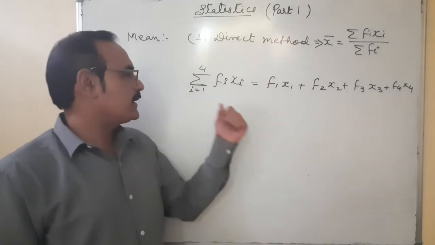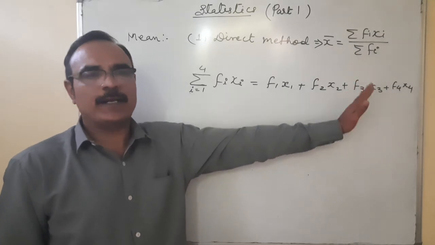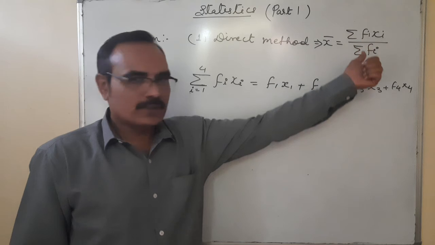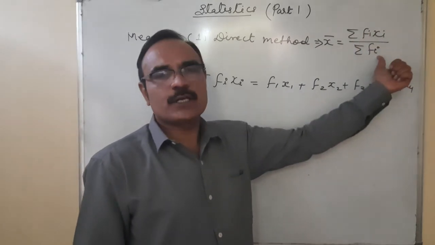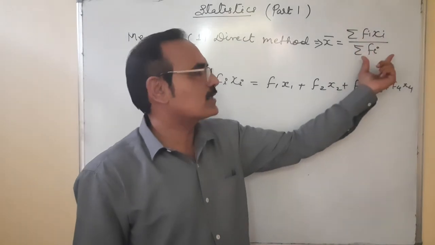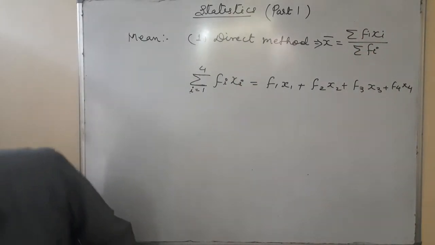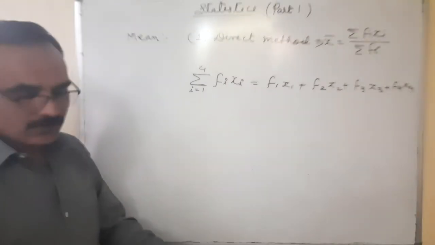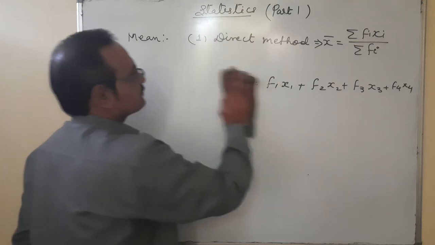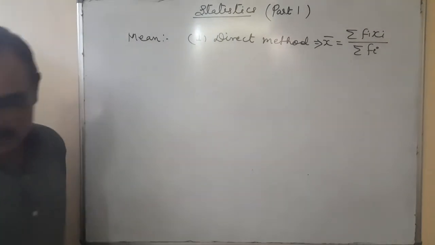I write here summation i is equal to 1 to n. That means this is the extension, the summation up to n terms. So that is the meaning of sigma fi xi upon sigma fi, that means the sum of fi xi terms upon the sum of fi terms. In mathematics we use this symbol as summation, sum of all the terms. So that is called the direct method.